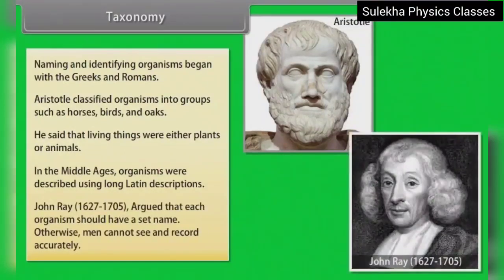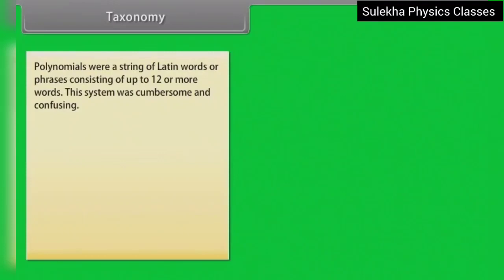John Ray, 1627 to 1705, argued that each organism should have a set name, otherwise men cannot see and record accurately. Polynomials were a string of Latin words and phrases consisting of up to 12 or more words. This system was cumbersome and confusing.